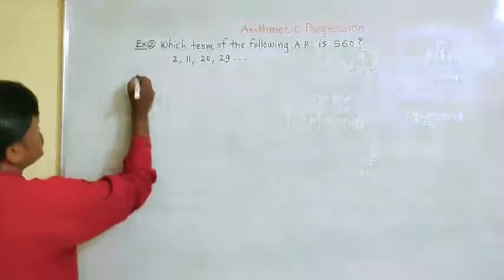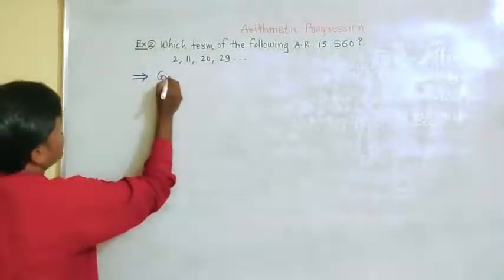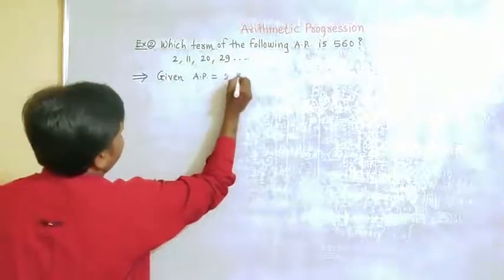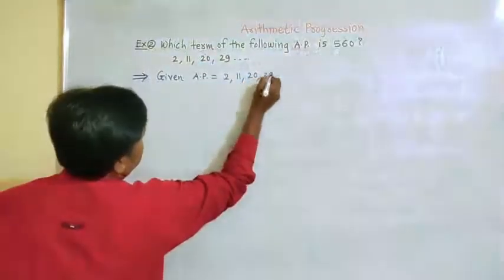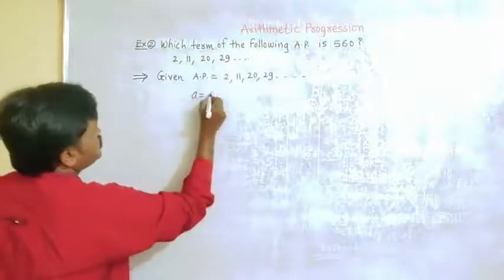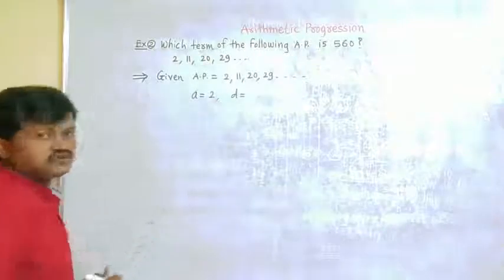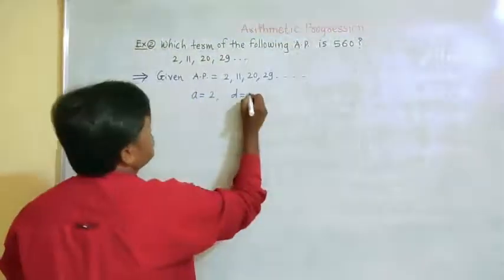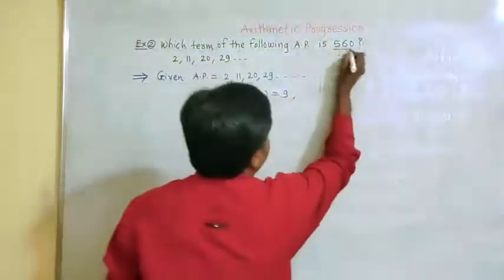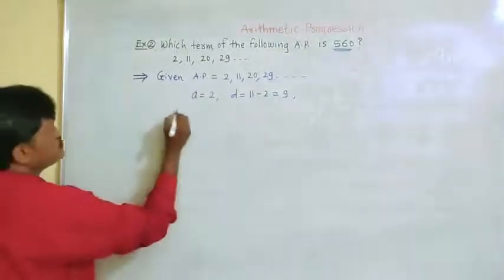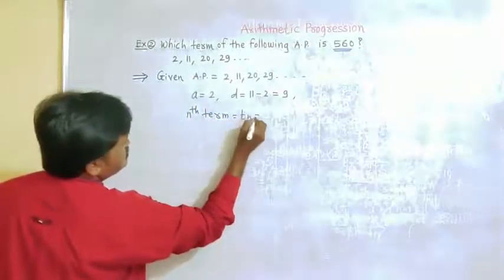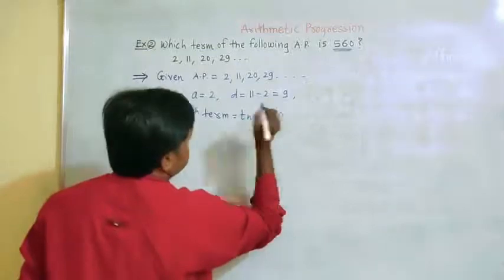So for solving this, you write first the given AP. What is the AP here? 2, 11, 20, 29, and so on. Then you find the first term A is equal to 2 and D. You write directly T2 minus T1, that means 11 minus 2 is equal to 9. Then 560 is given here as the nth term. That means Tn is equal to 560.